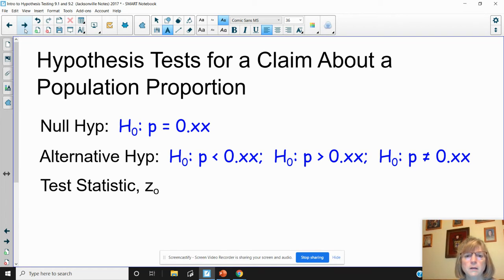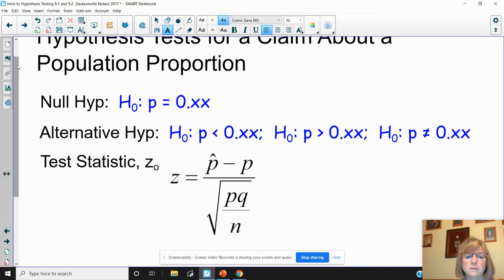Since this is a p-hat type of problem, our test statistic will be a z-score. Z sub 0, or Z observed, is equal to p-hat minus P over sigma of p-hat, which, if you recall, is the square root of PQ over n.